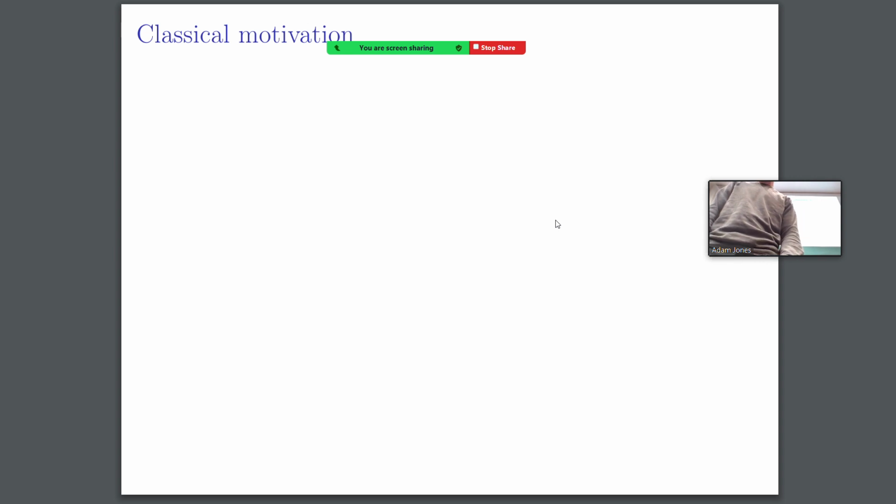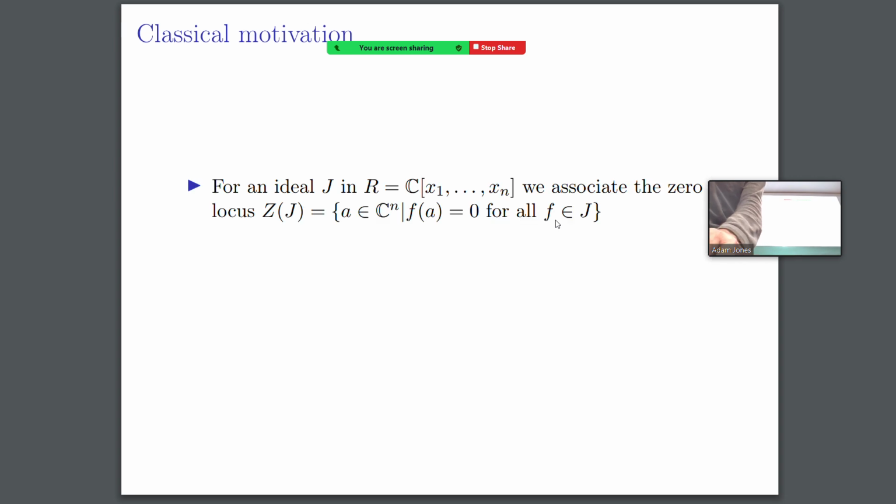Okay, so I'd like to start with some classical 19th century motivation. Consider the ring of polynomials in n variables over the complex numbers, and let J be an ideal in this ring. Well, then we can associate to this ideal the zero locus, the set of common zeros of all polynomials of J in the affine space C to the n.